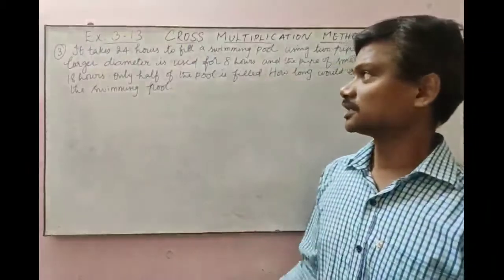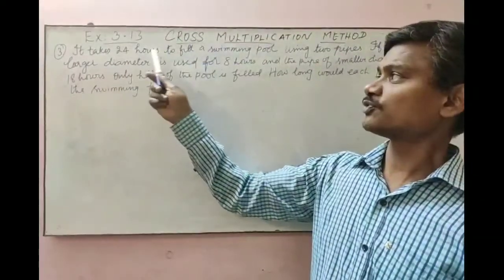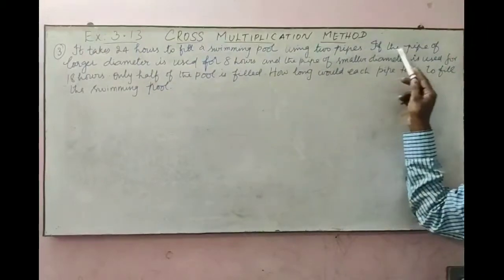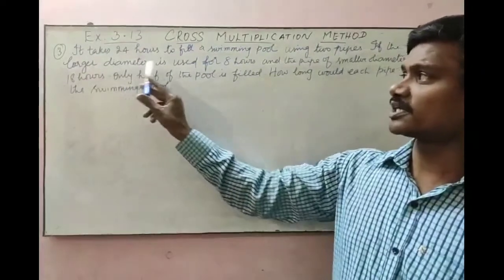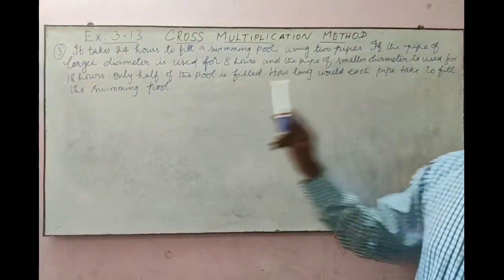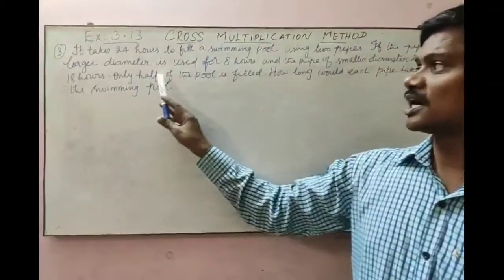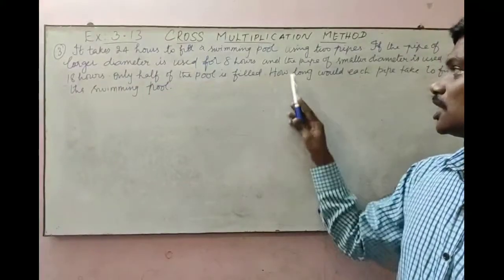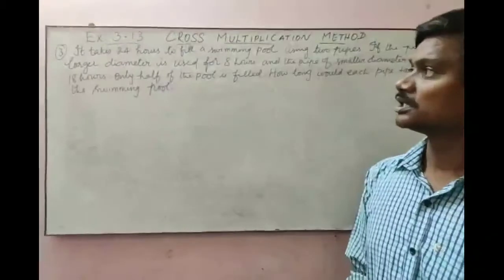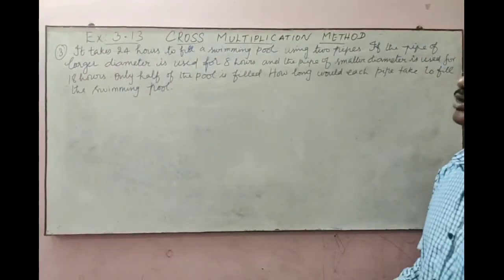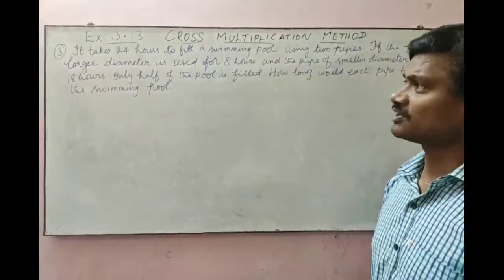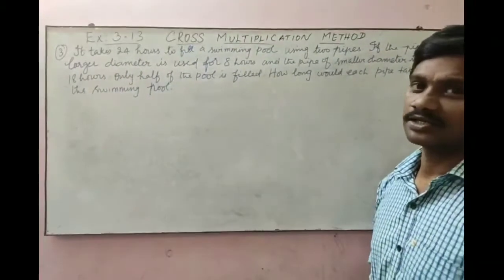Okay, the third sum, and this is the last sum. It takes 24 hours to fill a swimming pool using 2 pipes. If the pipe of larger diameter is used for 8 hours and the pipe of smaller diameter is used for 18 hours, only half of the pool is filled. How long would each pipe take to fill the swimming pool? Here the question is in the form of time and work. So for time and work we have to use the variables 1 by x and 1 by y.